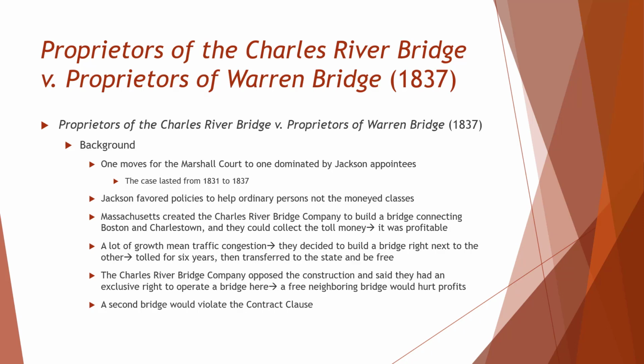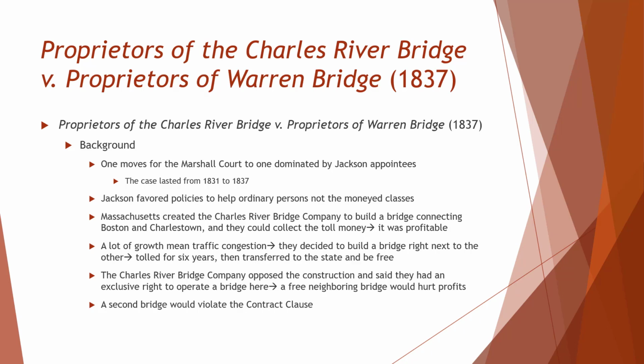So what we have out of this are a couple of cases. And we'll see that this is the one really where the Taney Court starts putting his imprint on the court. So, two bridges. Bridges in the Boston area, an area known for both bad drivers and bad traffic. So the proprietors of the Charles River Bridge versus the proprietors of the Warren Bridge.